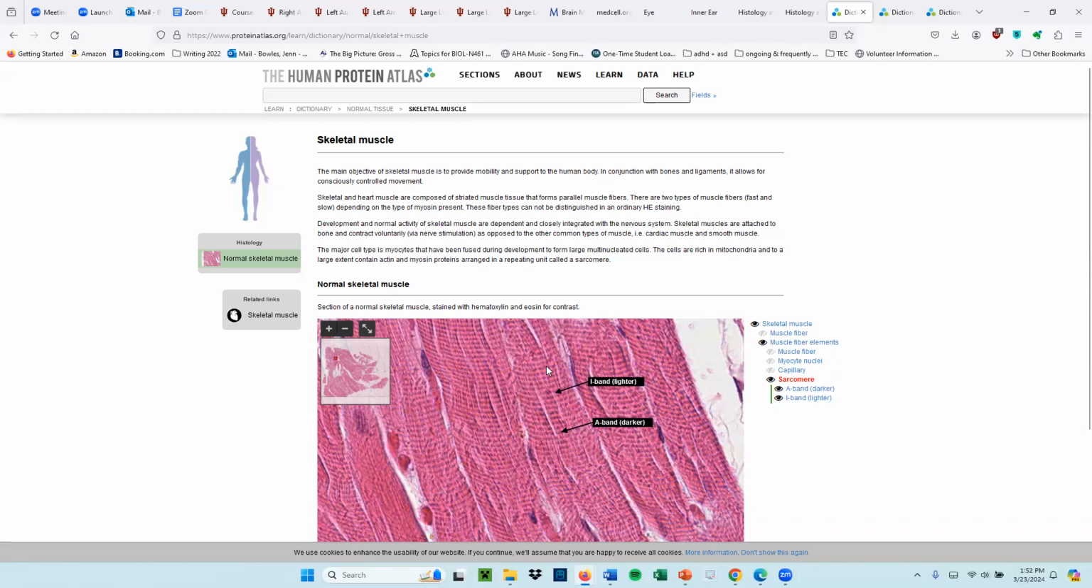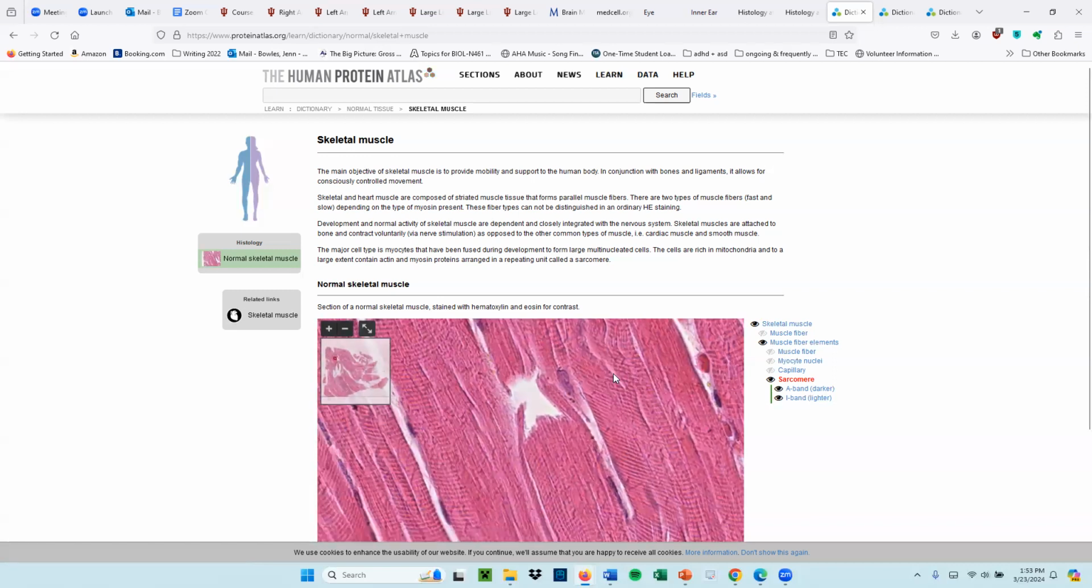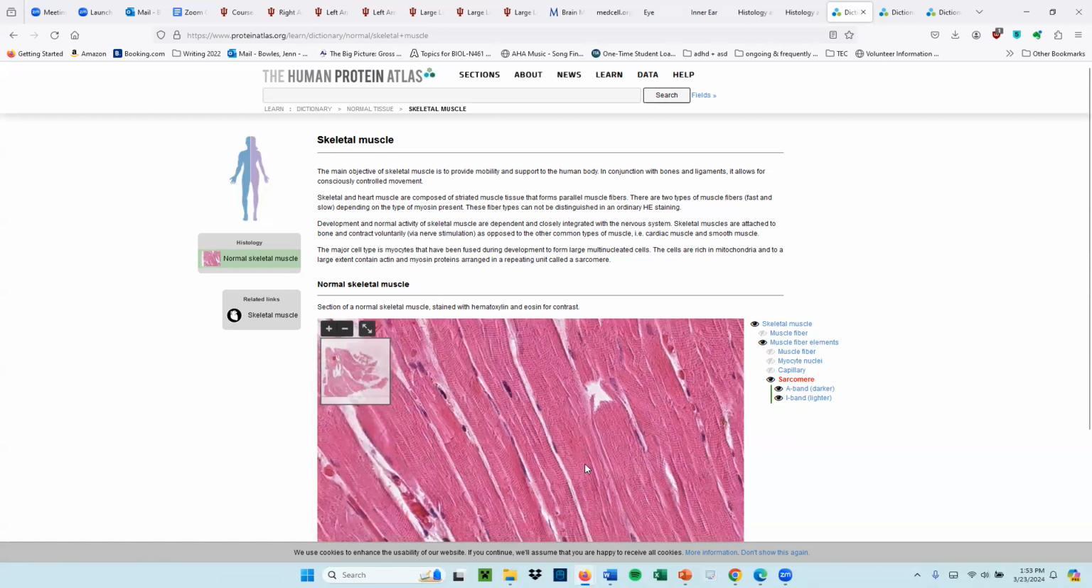So I could put an arrow on one of these stripes here and ask what causes this pattern, or this pattern is caused by the basic contractile unit of skeletal muscle, something like that, where we have those hints, and what I'm hinting at is the sarcomere. So that is an additional structure to know for skeletal muscle.